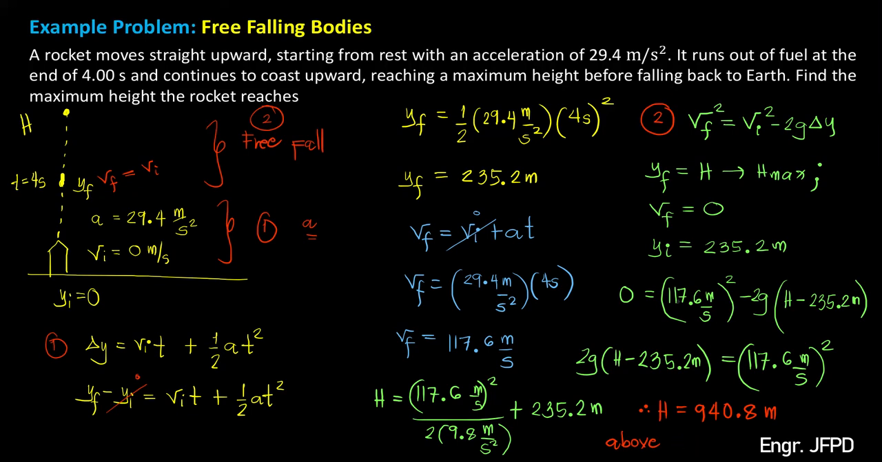Or since the problem does not state that the rocket is from the ground, let's say that this is above the launching point. And this will be our final answer now: 940.8 meters. And that's it for our discussion for the free-falling bodies.